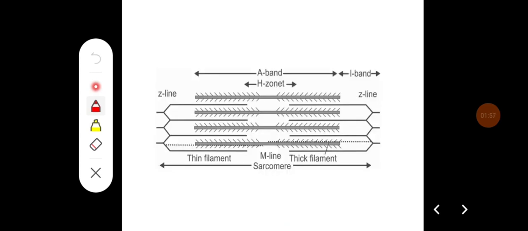This is a diagram showing a sarcoplasm. Sarcomere is the area between two Z lines, and each sarcomere is made up of myosin filaments which are thick and actin filaments which are thin, and so they have been divided into dark bands and light bands. The dark band is the A band, whereas the light band is the I band, which is isotropic.